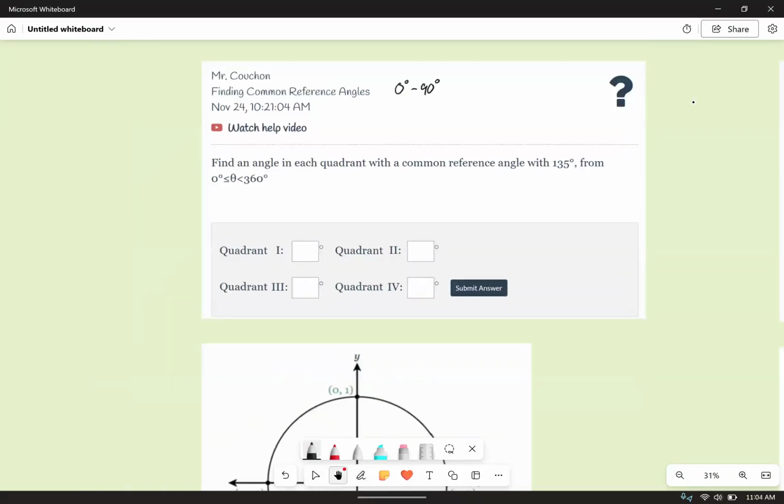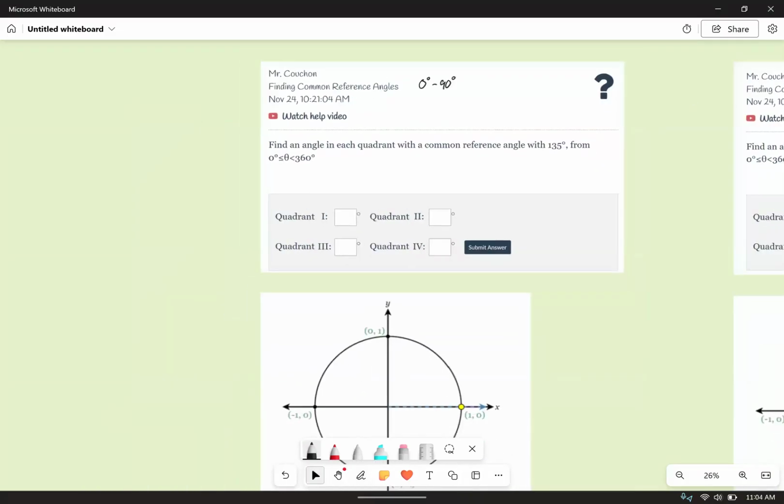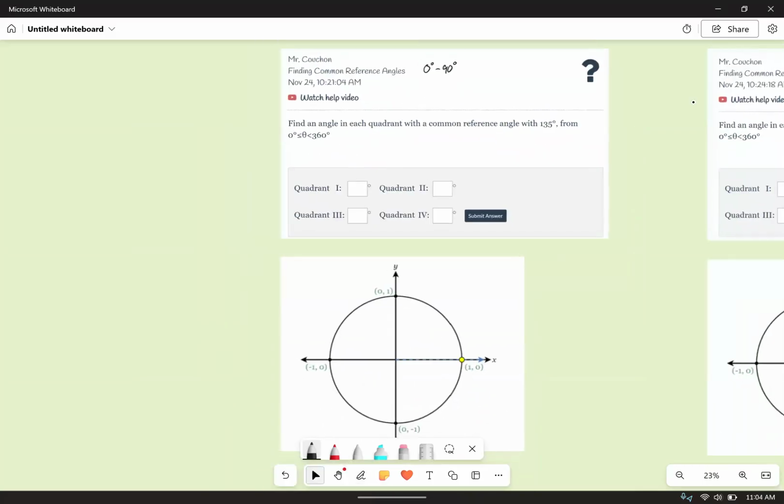All right, so there is our unit circle right there. And the first thing we need to do is find out where is 135 degrees. I think 135 degrees would probably be right smack dab in the middle between 90 degrees and 180 degrees, right? Because 135 degrees is 45 degrees from 90. It's 45 degrees from 180. So that puts it about right there. So there's our 135 degrees.